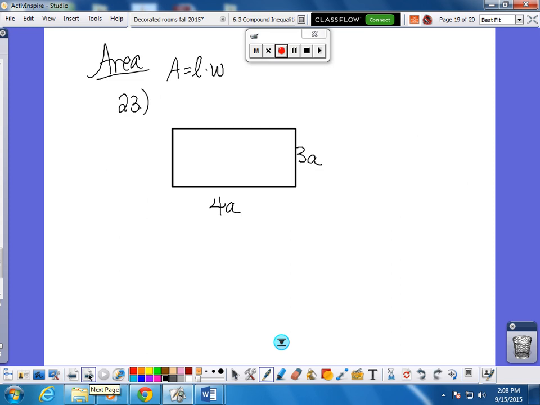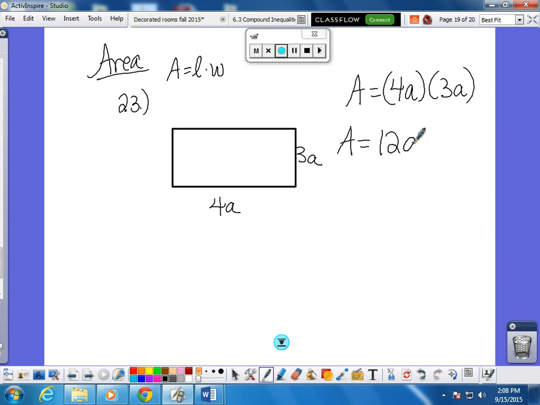Now we're finding area. Area is equal to length times width. What's x times x? X squared. What's j times j? G times g. Oh, what's my last one? Y times y. All right, a times a. So this answer is 12a squared, and then units squared, whatever the units were, because we weren't given them.